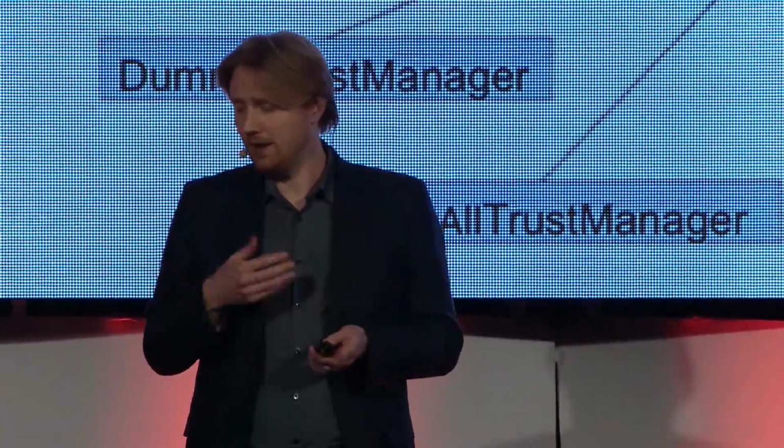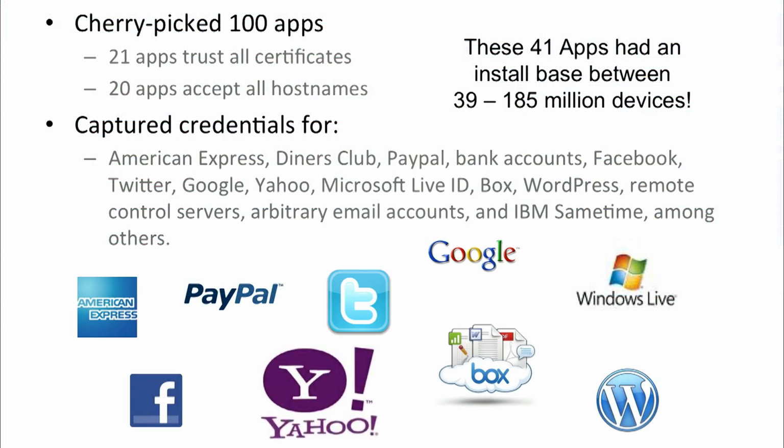So as I said, we found many, many apps which had potentially unsafe code, but it was just static analysis, so we weren't quite sure if maybe it was just for debug purposes. So we cherry-picked 100 apps and actually tried to attack them and see what happened. And we found 41 apps in our 100 which actually leaked credentials, and we found a whole host of things, everything from credit card details to logins to all of the big services. And these 41 apps had an install base somewhere between 39 and 185 million users. So this is a huge problem.